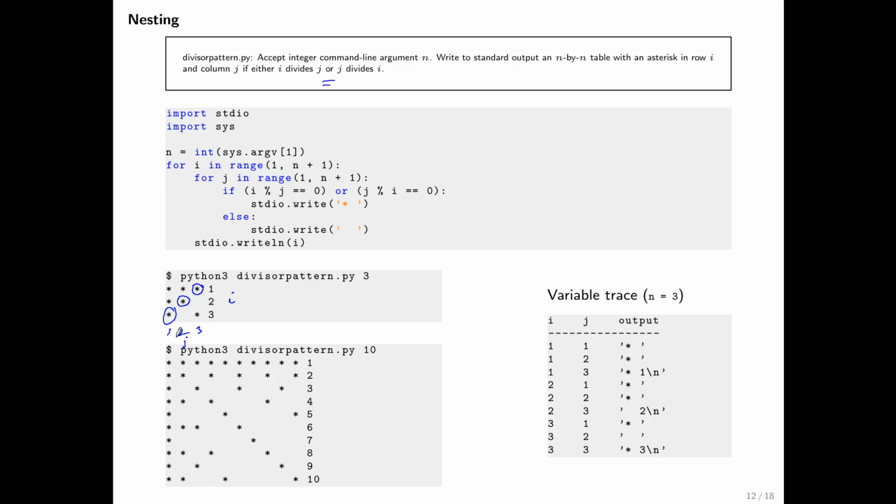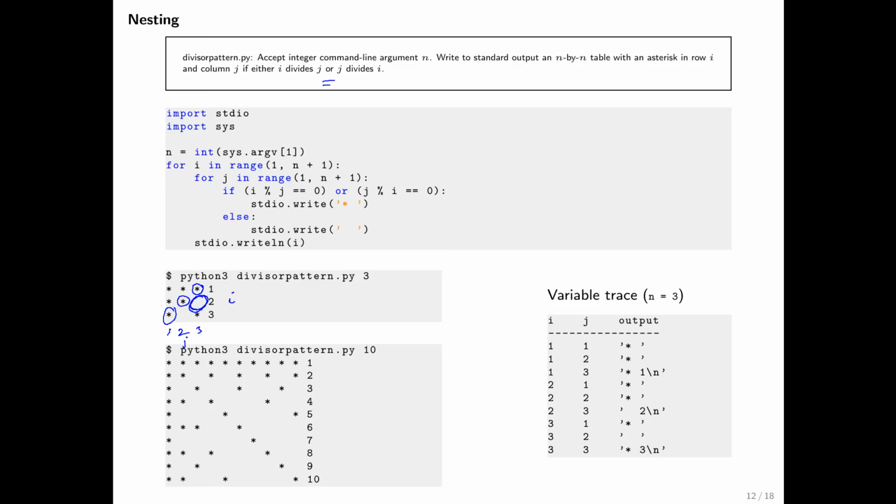Okay. What about this cell here? Why is it a blank? Well, I is 2 for that guy and J is 3. Does 2 divide 3 or 3 divide 2? No. So we have a blank, right? So that's how you get this output.